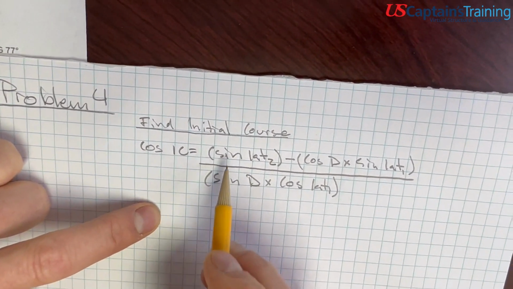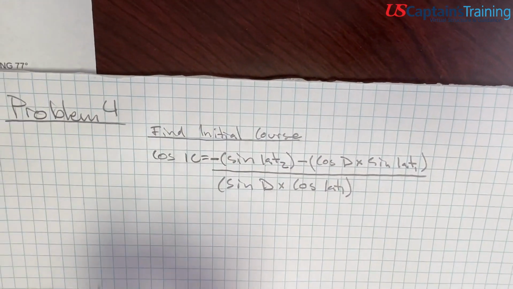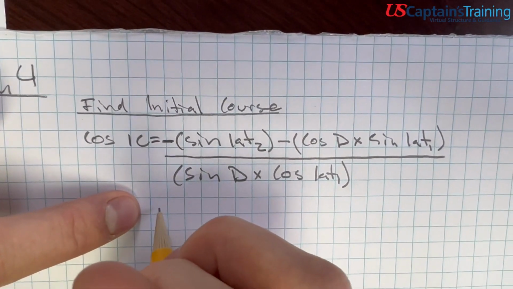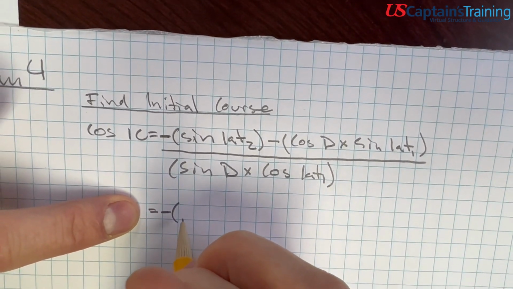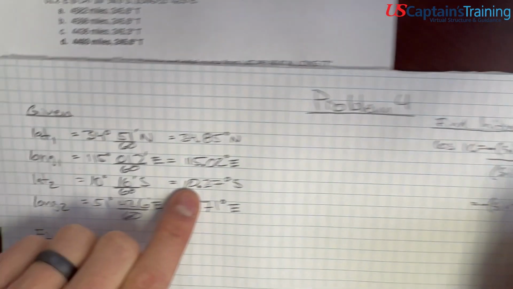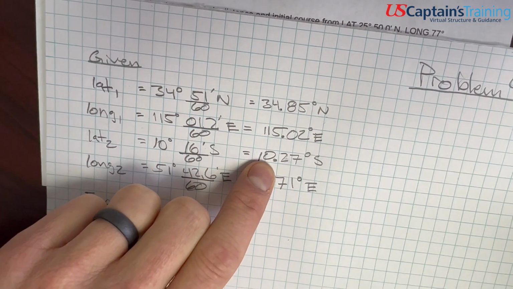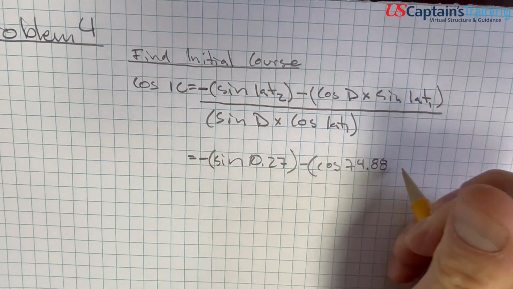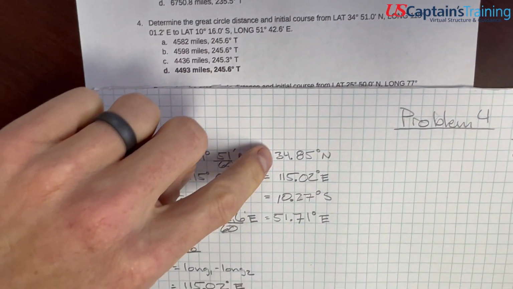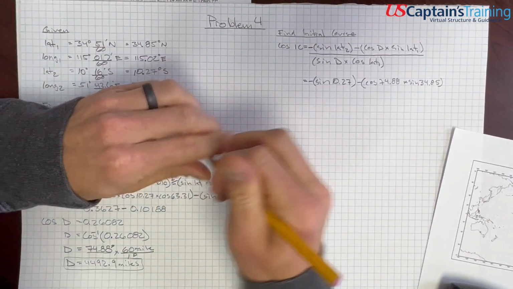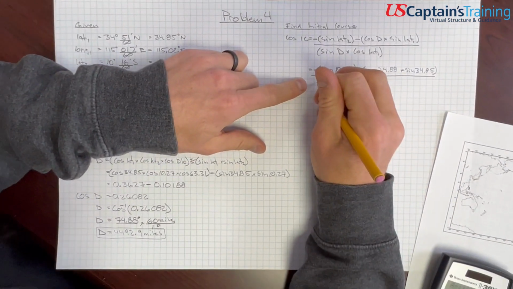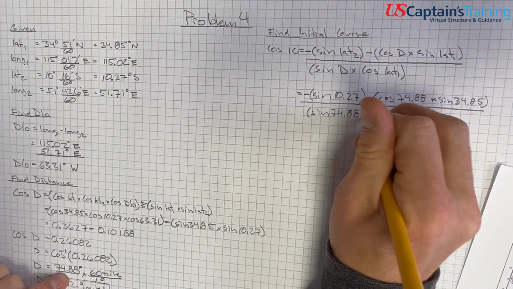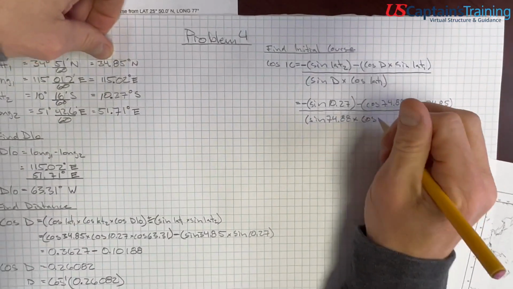All right, be very careful here. This sine lat 2, if you cross the equator, it's negative. We crossed the equator right here. Therefore, sine lat 2 here is negative. So we have to keep that straight. So it's going to be negative sine lat 2. Lat 2 is 10.27 minus cosine distance, which is in degrees, 74.88, times sine lat 1, 34.85. All of that is divided by sine distance, 74.88 degrees, times cosine lat 1, 34.85.